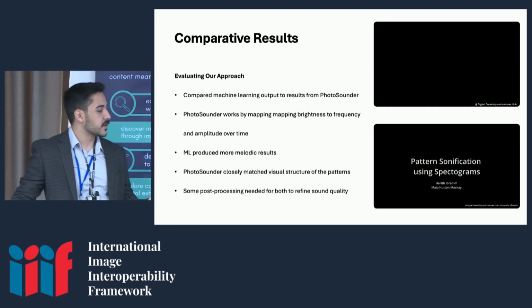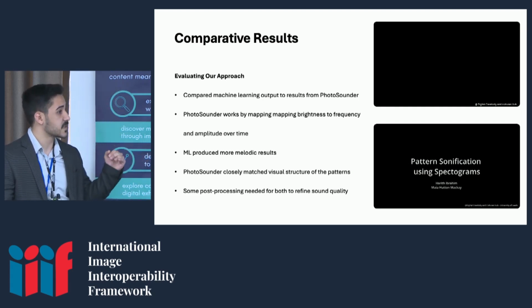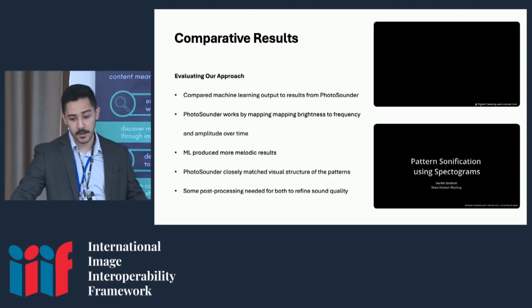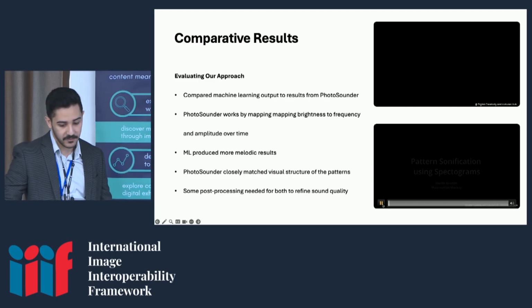And we also compared it to a software called Photosounder, which uses spectrograms to turn these patterns into sound. And this provided us with different results. We showed this last year at IIIF.